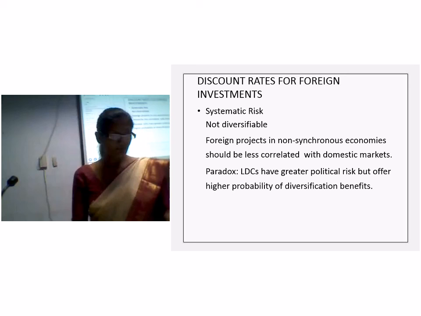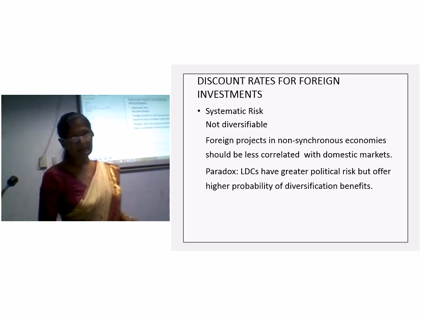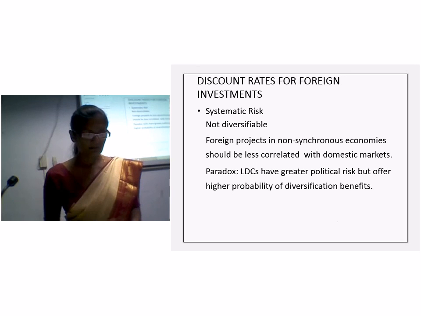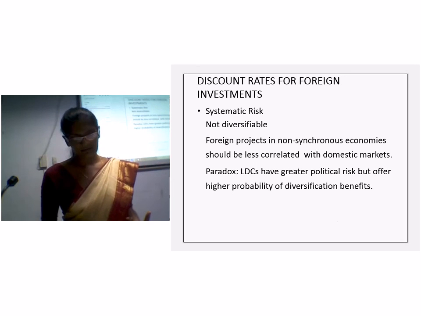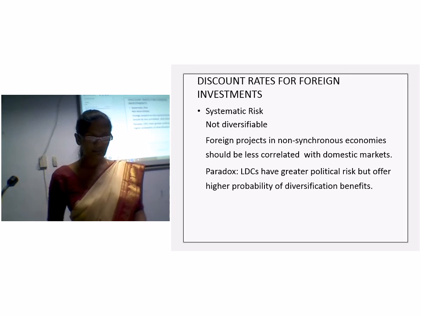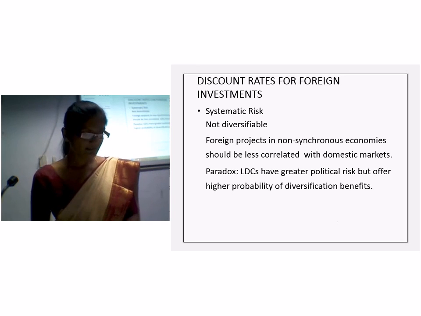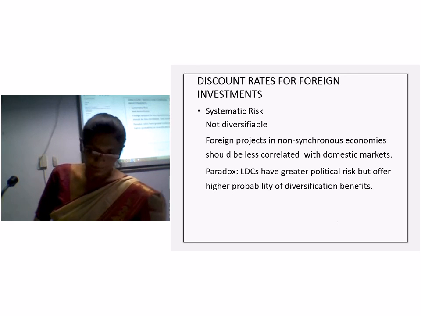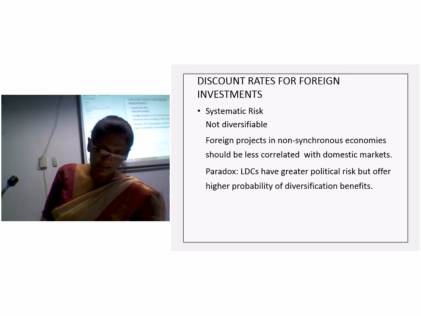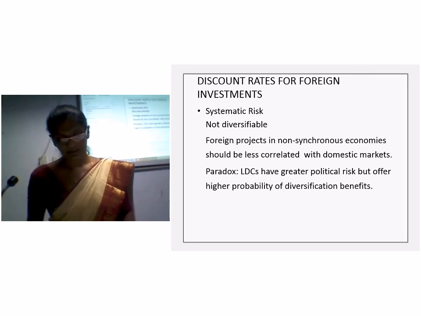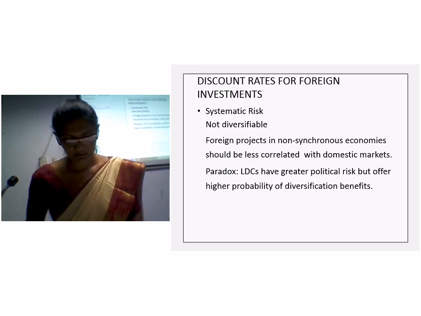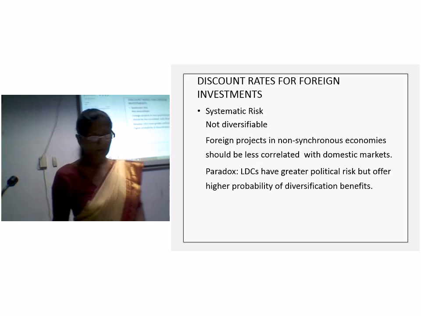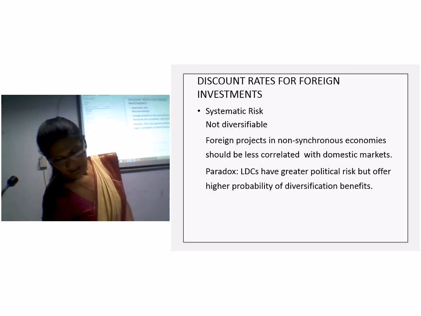Yeah, when we calculate the discount rate for foreign investment, this depends on systematic risk and diversifiability, systematic risk and unsystematic risk, right? What is systematic risk? That is the risk which cannot be diversified, right? If you read this, you can understand this is the same as the systematic risk and unsystematic risk we discussed in the previous session, lessons in corporate finance. Foreign projects in non-synchronized economies should be less correlated with domestic markets. Less developed countries have greater political risk but offer higher probability of diversification benefits.